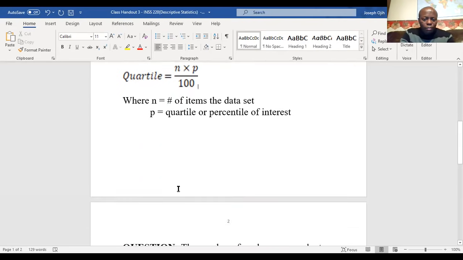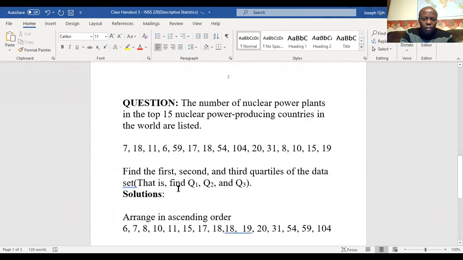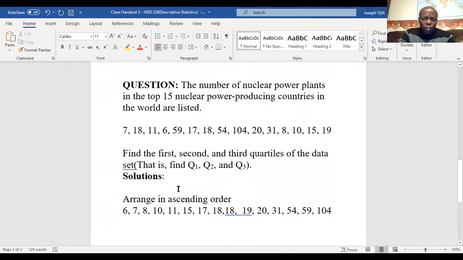Let's do an example. This is the question here. The number of nuclear power plants in the top 15 nuclear power producing countries in the world are listed. See, that is the number of nuclear power plants. You are asked to find the first, second, and third quartiles of the data set, which means find Q1, Q2, Q3.